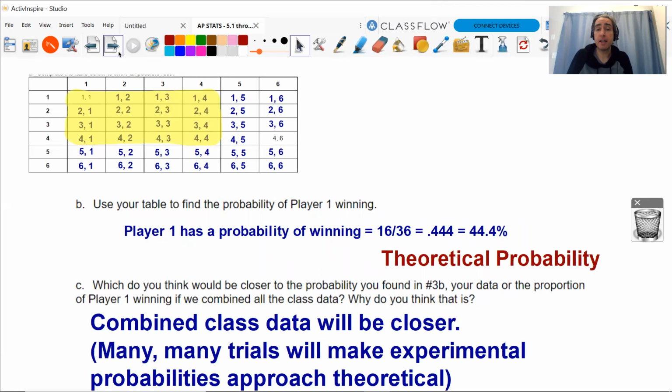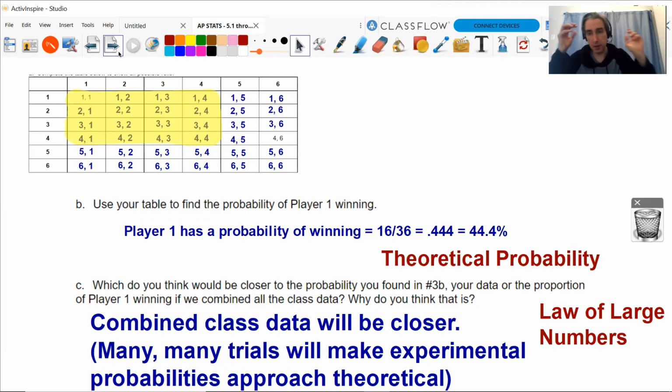If we pulled our class data together, you'll notice that this experimental probability will approach the theoretical probability. This is what we call the law of large numbers, which we'll define a little bit later. Basically, when you combine experimental results for lots and lots of trials, you get closer to the theoretical probability.